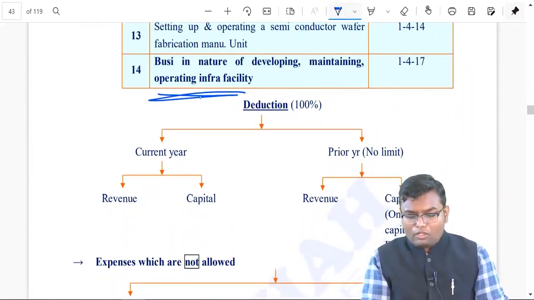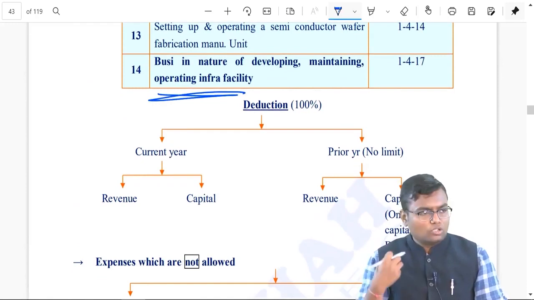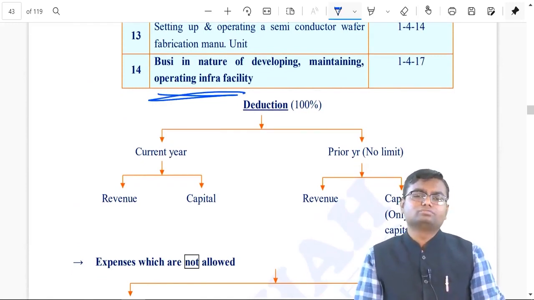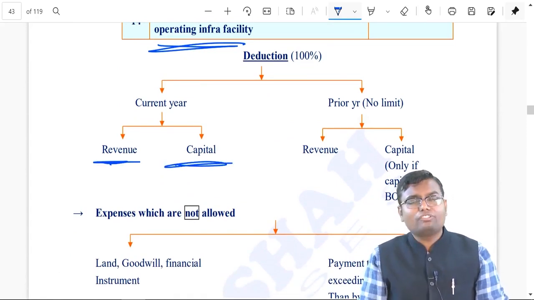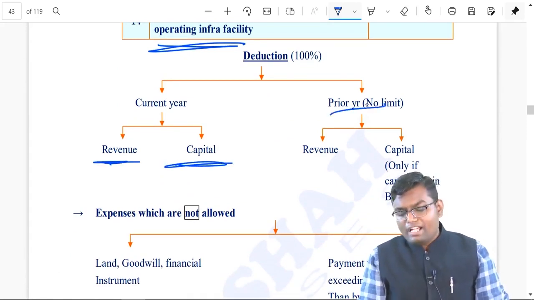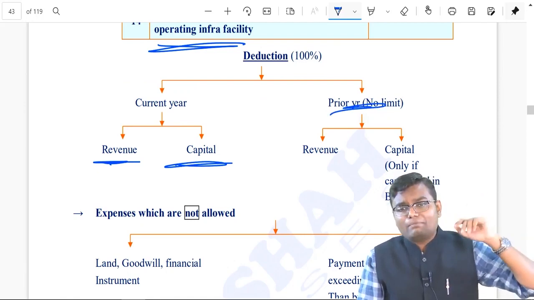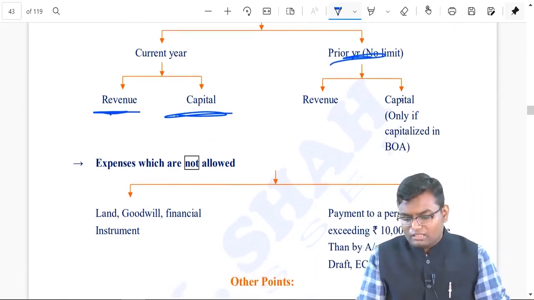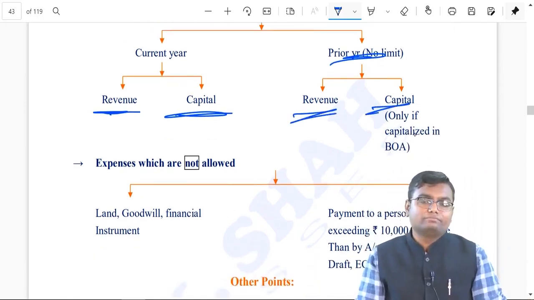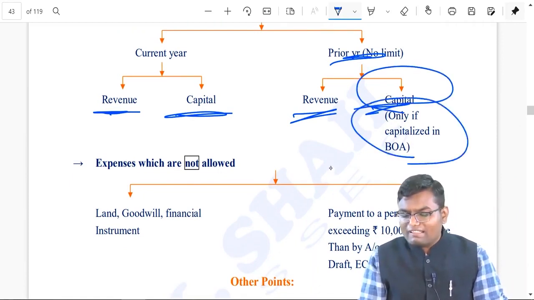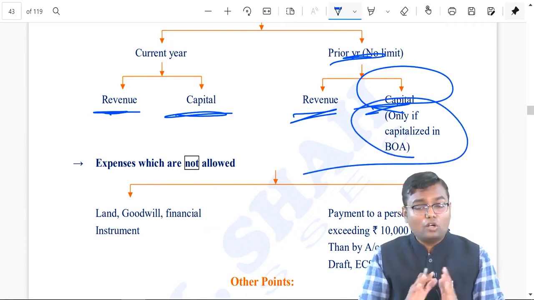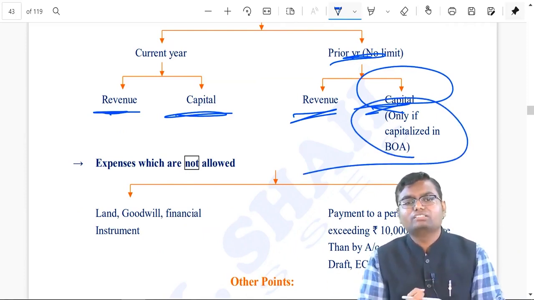One more is also there, operating infrastructure facility like making the roads, making the bridge, etc. How much deduction you will get? If you are in current year, then 100% of your revenue and capital expense. And for any kind of prior year expense, no limit on number of years, the revenue and capital expense. Prior year capital expense deduction you will get only if the expense is capitalized in the books of account. If it is not there in the books, you can't get the deduction.